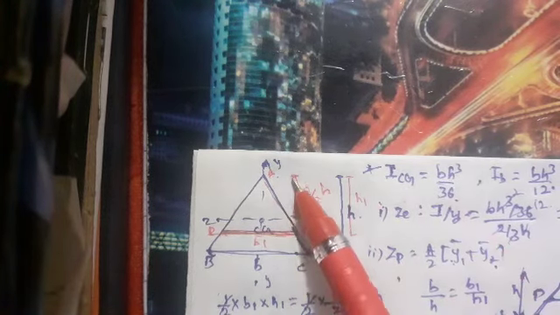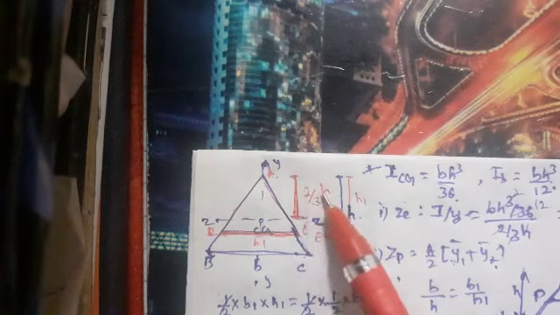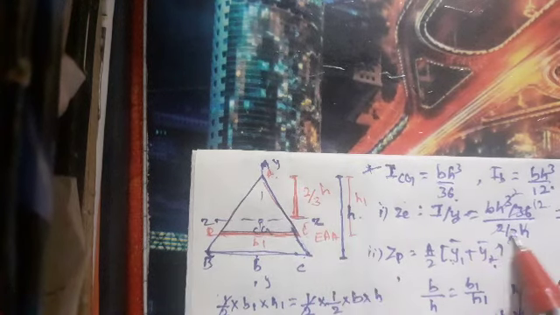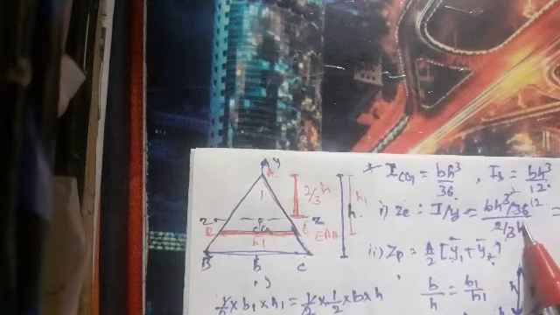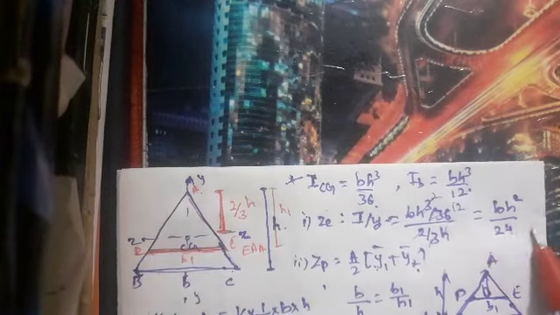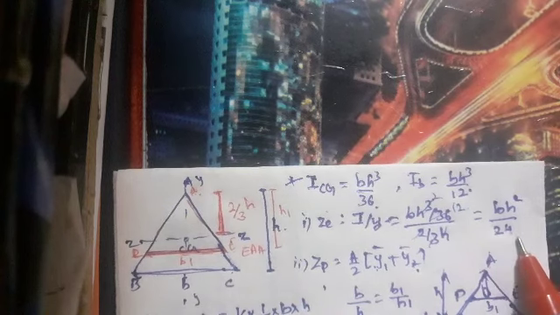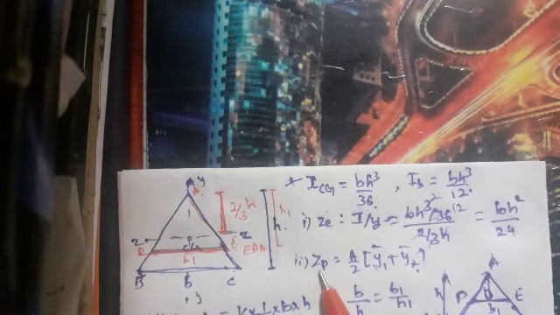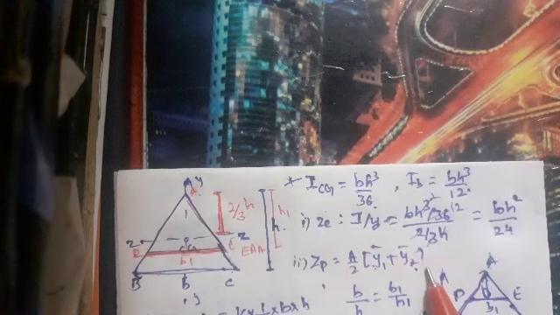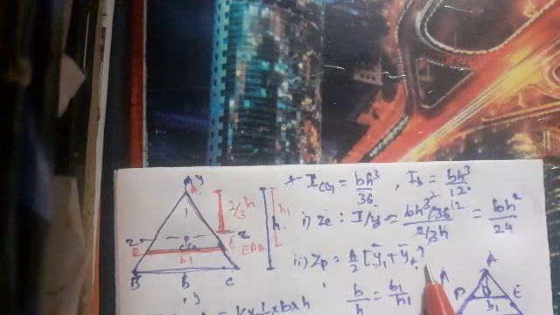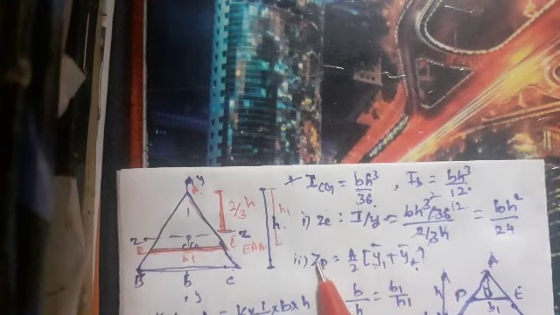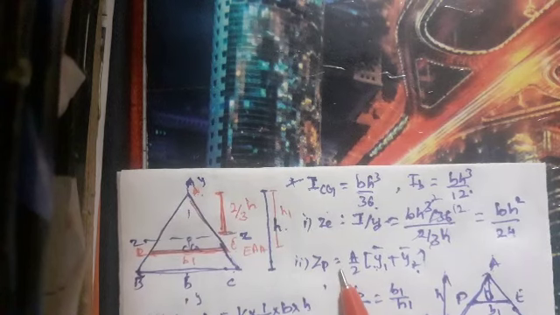Y is nothing but this distance, so it is 2/3 of H. So y is equal to 2/3 of H. I am going to get the solution as BH square by 24 on simplification. Now we have ZP is equal to the formula A by 2 into Y1 bar plus Y2 bar. So to find ZP, I first have to determine the equal area axis.